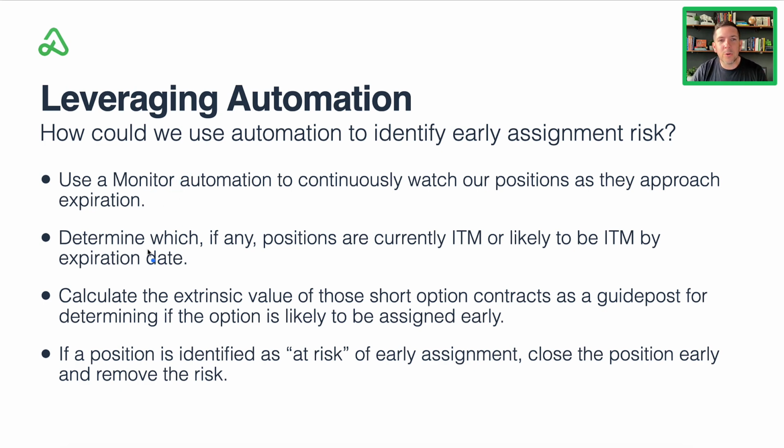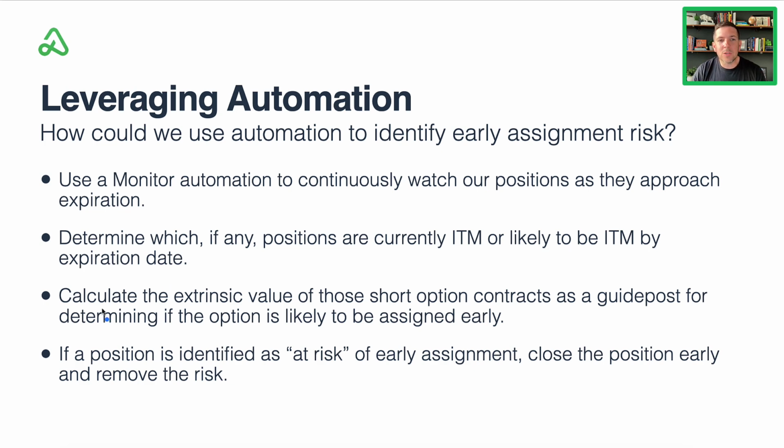Then we're going to determine if any positions are currently in the money or likely to be in the money by expiration date. These are two things that we can actually assign values to. We can check and see, is the position currently in the money? That's number one. And or is the position likely to be in the money by expiration? And if those are true, then we can make some other decisions.